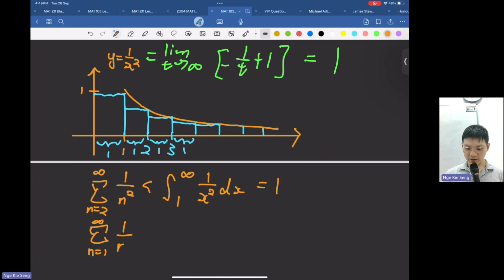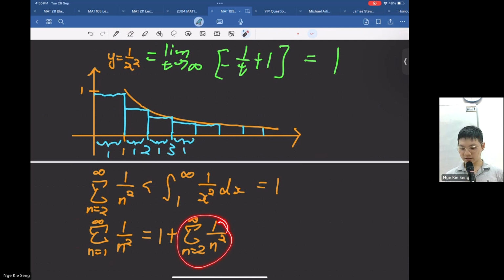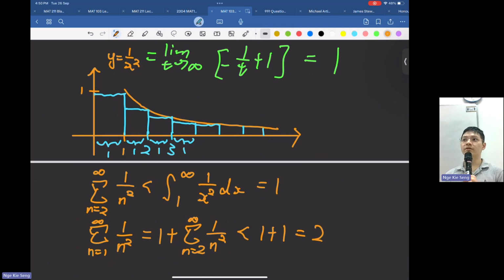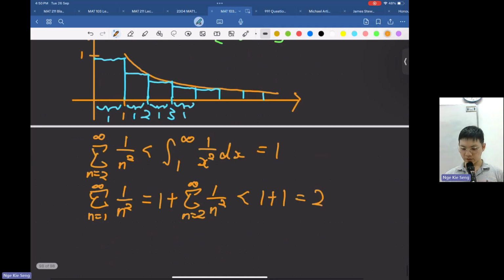So what happens with the sum starting from 1? We just add an extra term to it. We add 1 to our sum from 2, but we know that this sum is less than 1. So in total, the original sum will be less than 1 plus 1, which is 2. Still converges. So the sum of 1 over n squared converges.